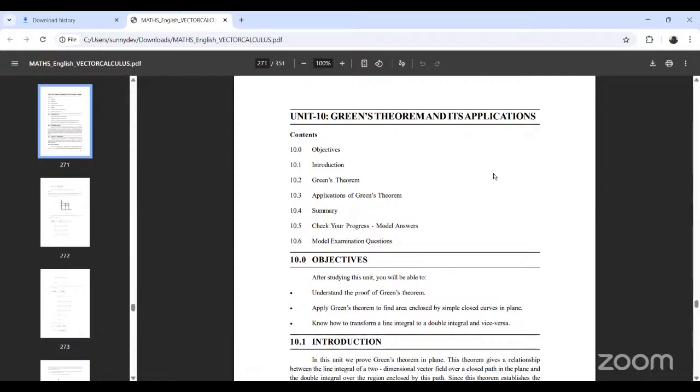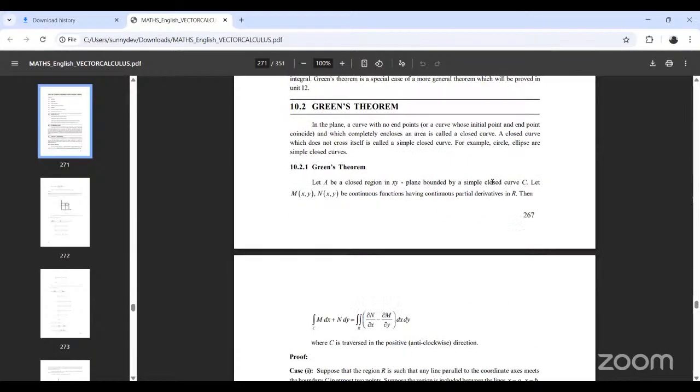Where we use Green's theorem: how we can find the area of the surface, the volume of the surface, everything we find using Green's theorem. So let's see Green's theorem here. What does Green's theorem mean?